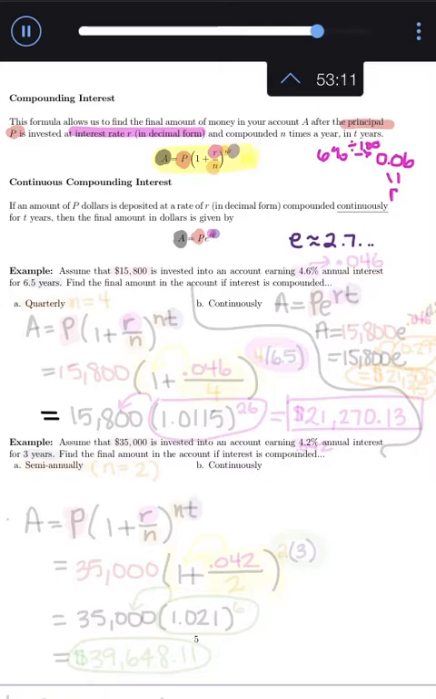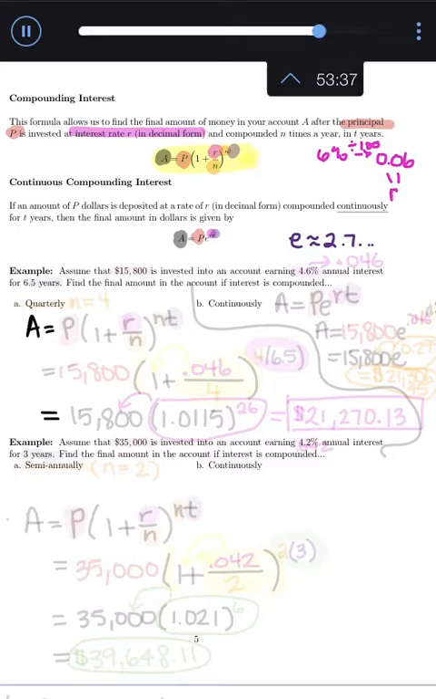So the first example says that we're starting out with $15,800 invested into an account, earning 4.6% annual interest for 6.5 years. We're going to do this both ways. What happens if you compound the interest quarterly, and what happens if you compound it continuously? So let's look at compounding this quarterly first. That would be the more complicated formula.